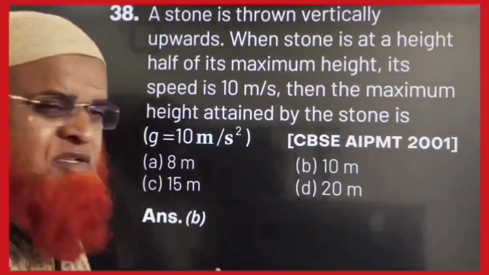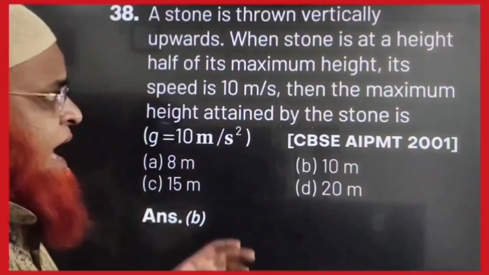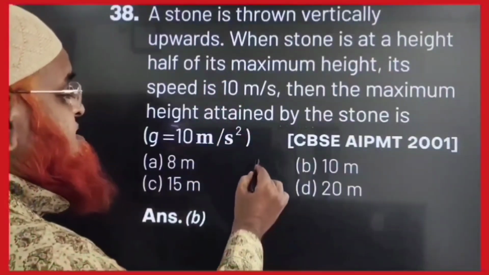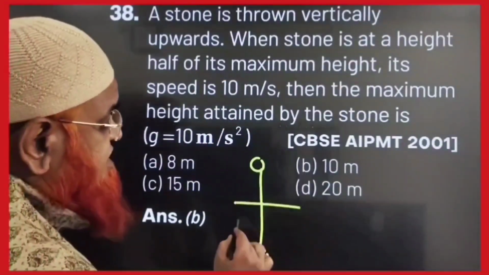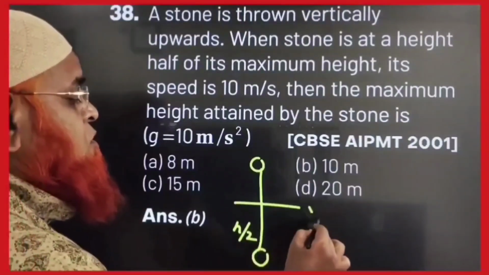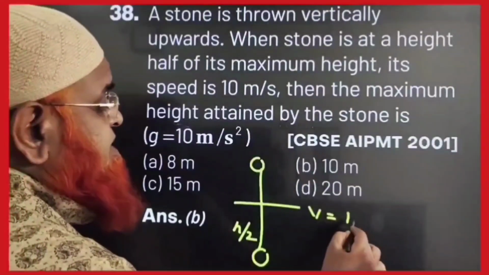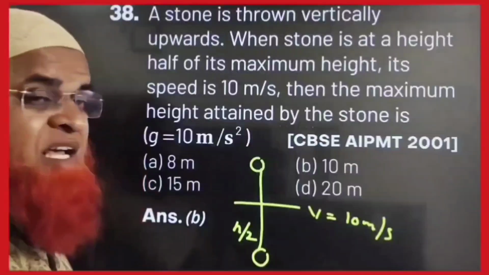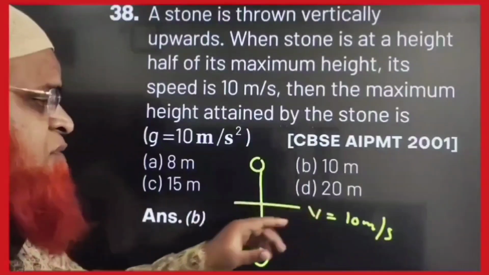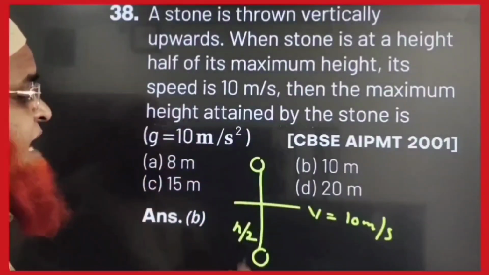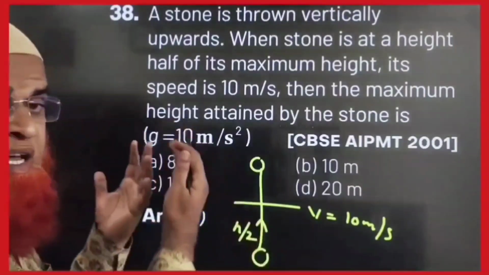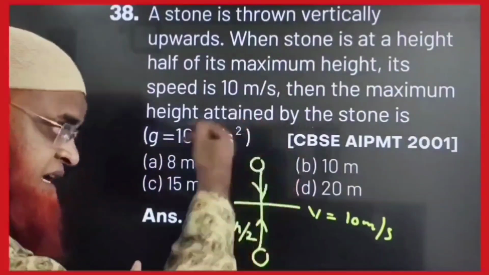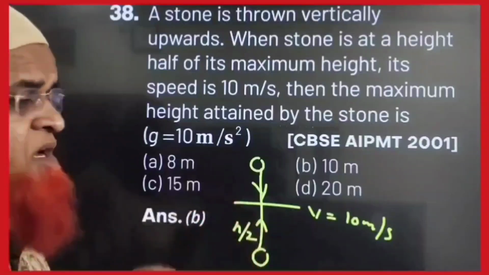Dear students, let us solve this problem in reverse order. In this problem it is said that a body is projected upwards, and at half of the maximum height, that means at h by 2, the velocity is given as 10 meters per second. Then what is the maximum height, he is asking. Actually it is thrown upwards, but the problem will become very complex when you take the upward direction. That's why I will take the downward direction. Same problem in the downward direction.